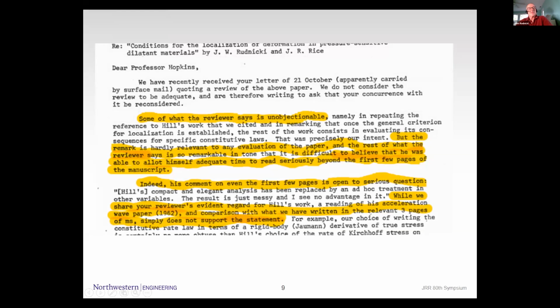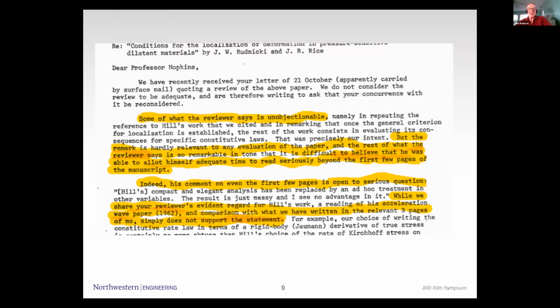I won't read it for interest of time, but on the one hand, he praised Rodney Hill for his seminal contributions. But on the other hand, he chastised the reviewer for not devoting enough time to reading the paper, that he didn't appreciate the contributions that it had made, and went on for 4 pages to rebut the various reviews.